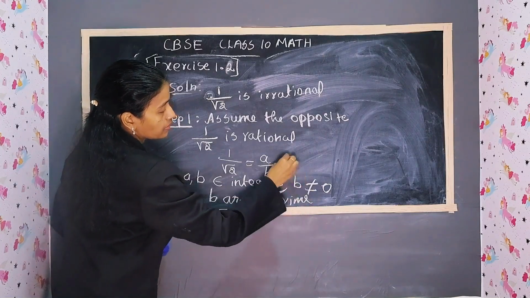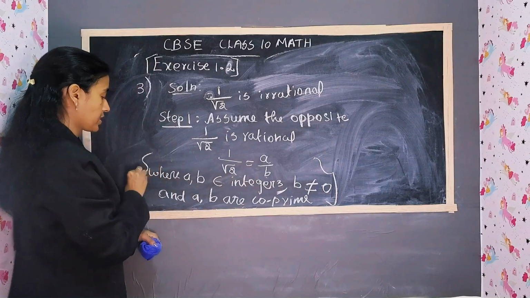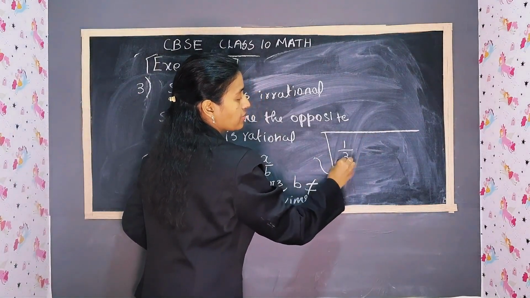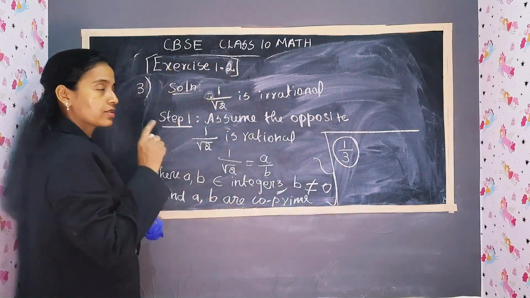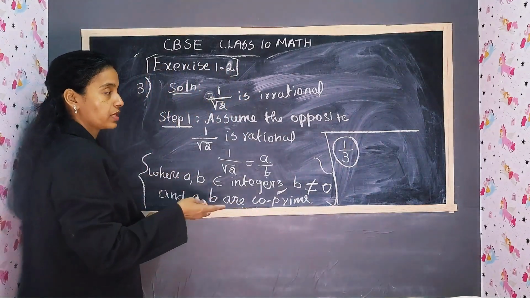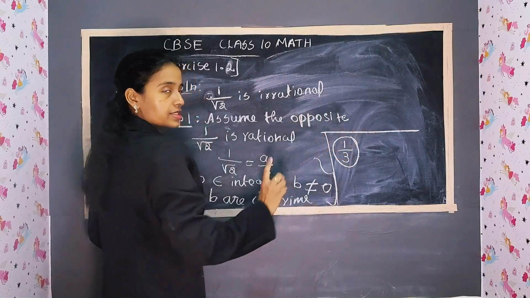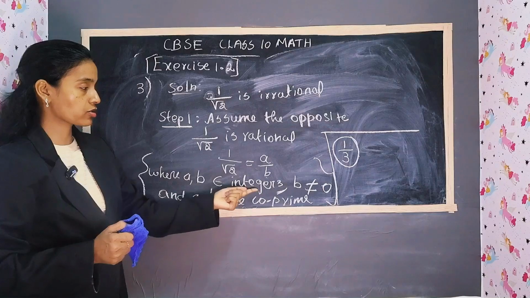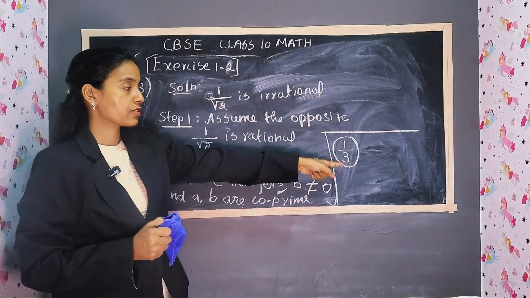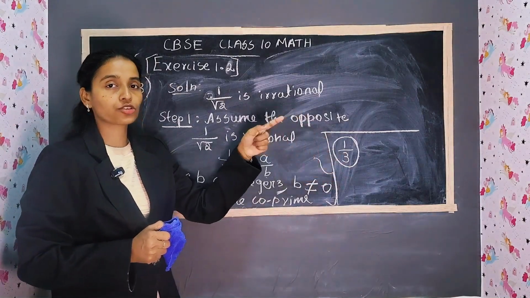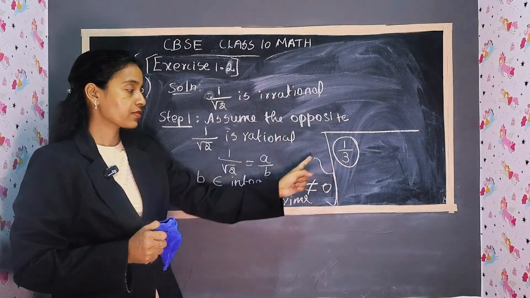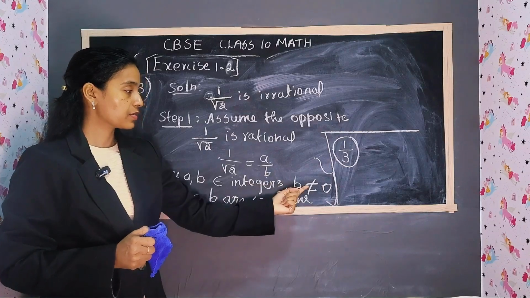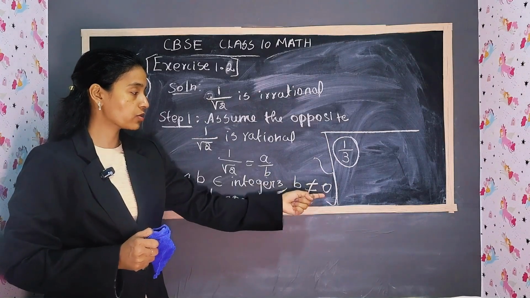I'll explain all these conditions with an example. For example, I am checking 1 by 3. This is a rational number. This is a fraction also. Here 1 and 3: 1 is an integer, 3 is an integer, right? So I am writing a and b belong to integers. And if it is a fraction, the denominator should not be 0. Here the denominator is 3, so b is not equal to 0.